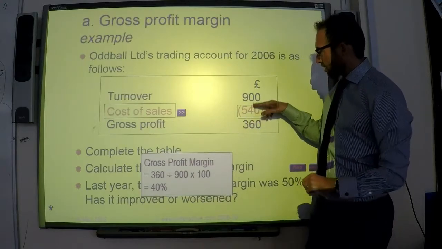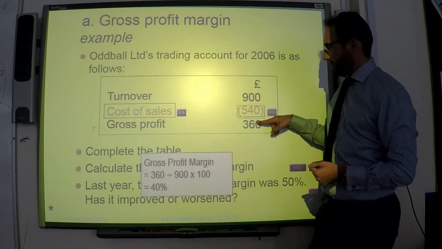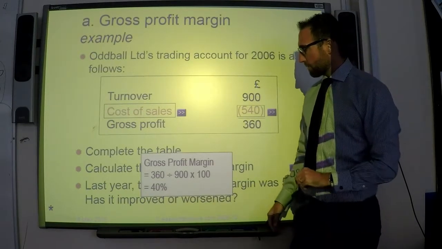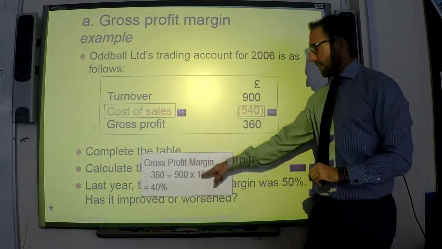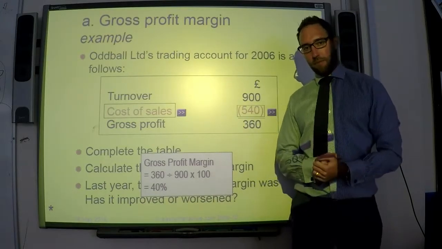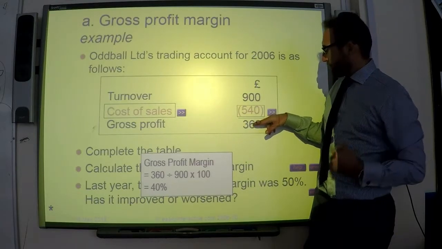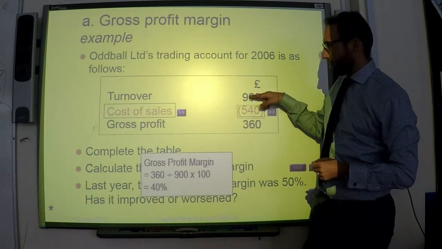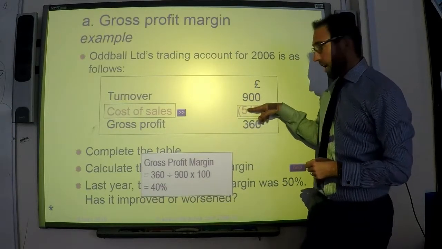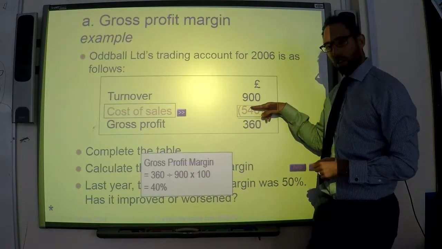So if we have no costs, we have 900 coming in, we do 900 minus 0 gives us a gross profit of 900. Now if we put that into our formula, 900 divided by 900 times 100, that would give us a gross profit margin of 100%. What does that mean? Well, that basically means that our gross profit is 100% of our turnover, of our revenue. Basically, that means that our cost of sales are low. So the higher the percentage, the lower the costs.